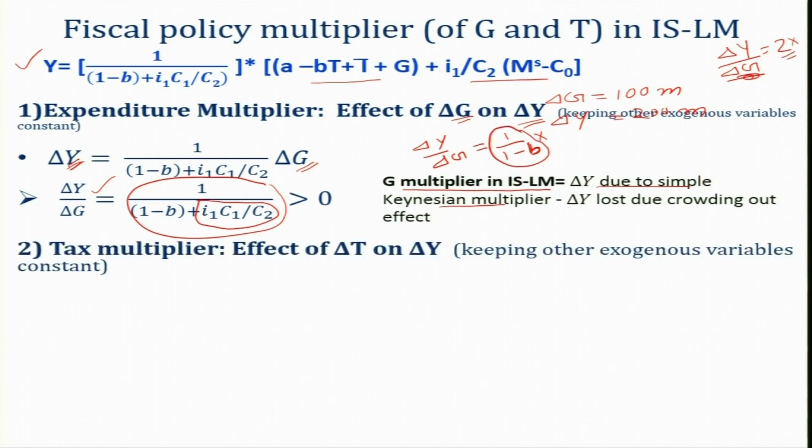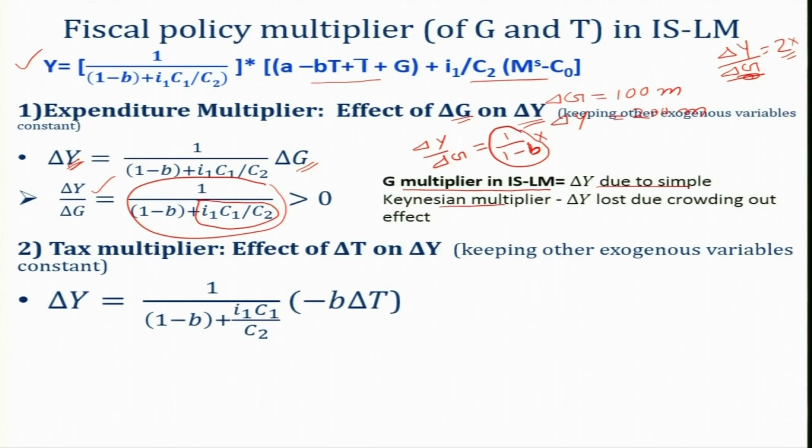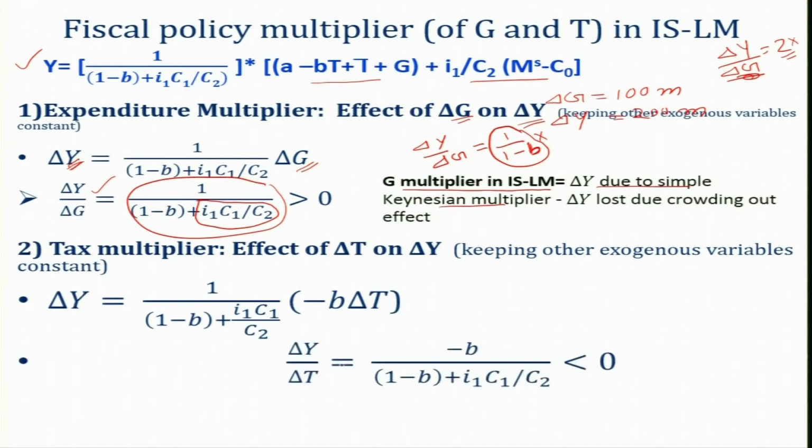Then coming to the tax multiplier, we are going to see what is the effect of del t on del y. Here the formula is that you can take the first derivative of del y with respect to del t. So, you are going to get this value. That means this is the tax multiplier. In the simple Keynesian model, the tax multiplier was only minus b over 1 minus b. But in the ISLM model, we are going to get the crowding out, the negative effect.